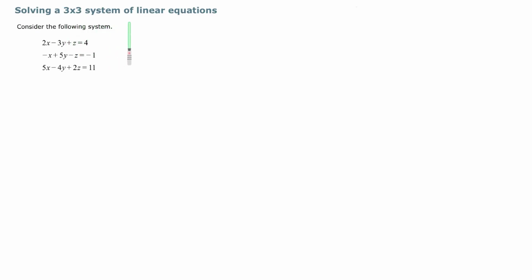Solving a 3x3 system of linear equations. Consider the following system. 2x minus 3y plus z equals 4. Negative x plus 5y minus z is equal to negative 1. 5x minus 4y plus 2z equals 11. The first thing I'm going to do is actually label all these equations, or label all these rows by 1, 2, and 3. I am going to solve this using the style of elementary row operations, which will actually help you understand the tool of matrices later on.